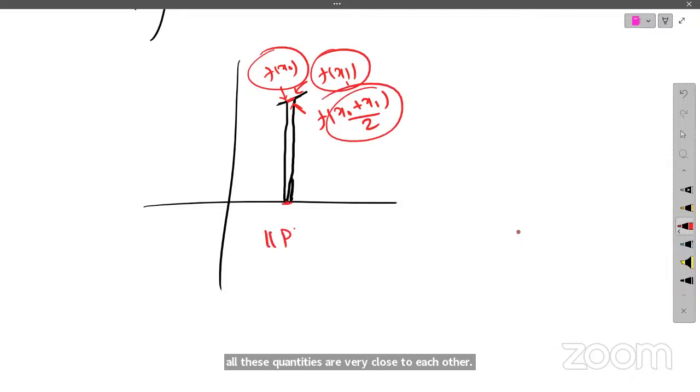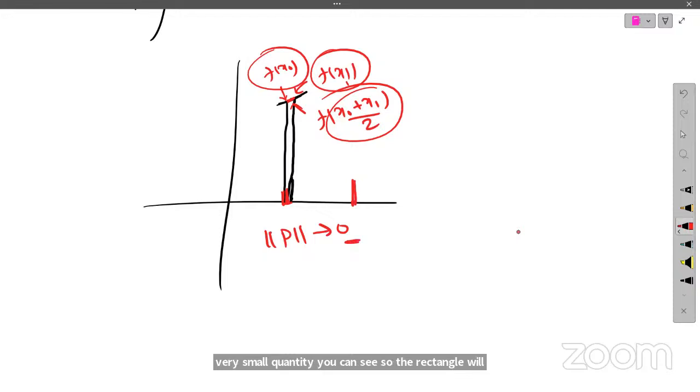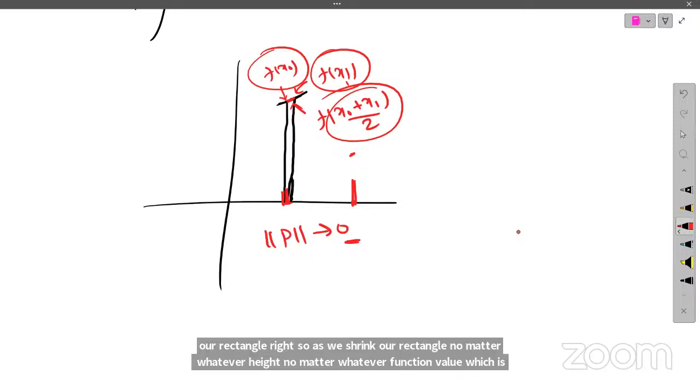And also we are taking norm p goes to 0. Norm p goes to 0 means we are making our rectangle very small. So the rectangle will ultimately look like a straight line. The functional values are very close to each other, so that's the reason you can take the height to be any of them. Because ultimately we are shrinking our rectangle, right? As we shrink our rectangle, no matter whatever function value it is, they all will be very close to each other.